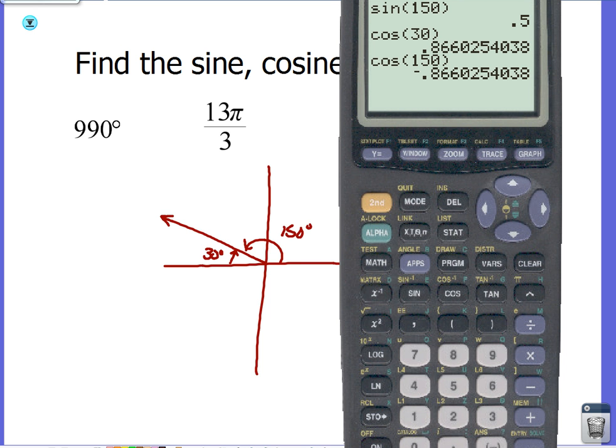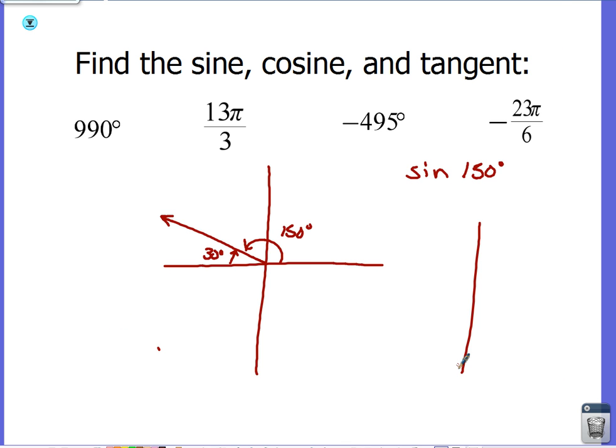Here's how you can figure out whether it's going to be positive or negative. All students take calculus. That's how I remember it. All students take calculus. I know that I'm not trying to force you into taking calculus after Christmas, but this is just how I teach this. All students take calculus. Here's what those things stand for. Notice that I've got your quadrants drawn here.